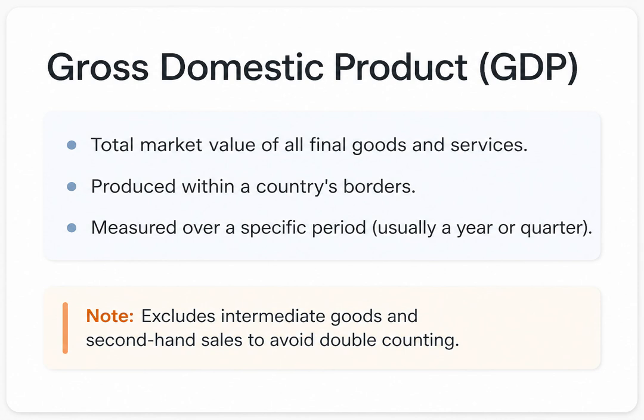GDP is the total market value of all final goods and services produced within a country's borders during a specific period. It is crucial that we only count final goods to avoid double counting. If we counted the steel used to make a car and then the car itself, we would be counting the steel twice. We also exclude second-hand sales because GDP only measures new production.